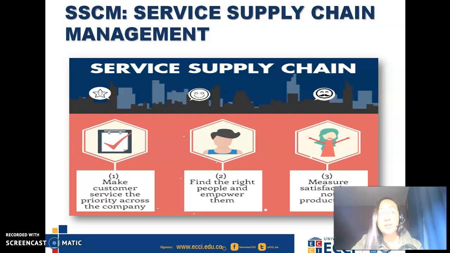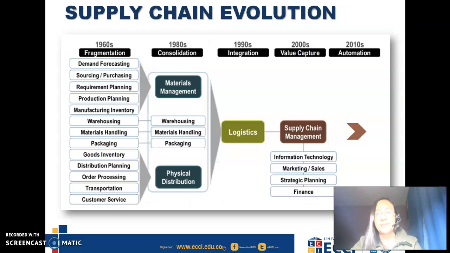And now let's see the service supply chain management. The service supply chain management involves the logistics required to return a product for repair, servicing, replacement, or recycling, a process called reverse logistics. Supply chain management in the service sector is becoming increasingly important.